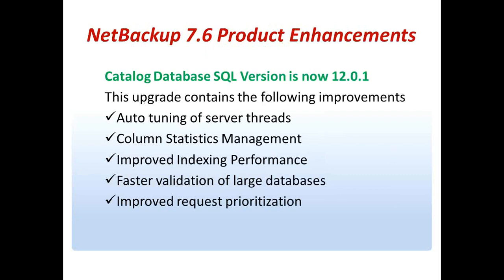So now that we got the basics out of the way, let's talk a little bit about the product enhancements. Let's start with the catalog. The catalog is now using SQL version 12.0.1, and this is a significant upgrade as it offers many improvements. The major improvements are as follows: auto-tuning of server threads, column statistics management, improved indexing performance, faster validation of large databases, and improved request prioritization.